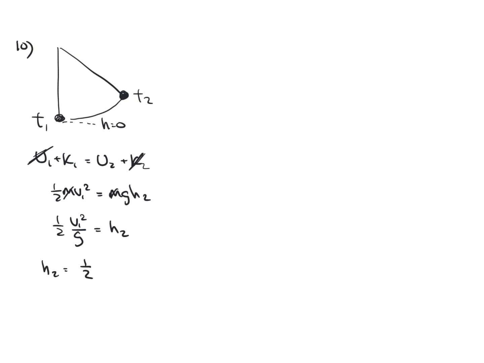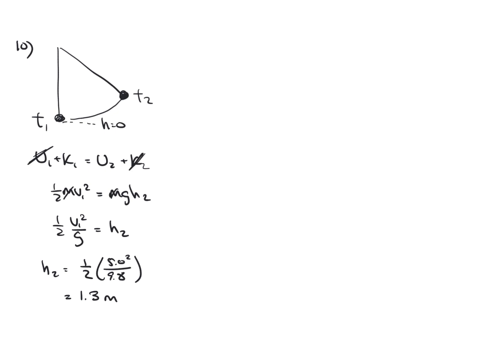I'll put in the values. So the speed was 5.0 squared over 9.8. Okay, calculator time. I get 1.3 meters when rounded to 2 significant digits.